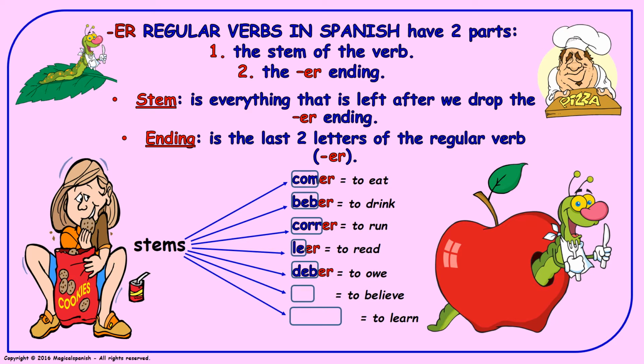Now we have deber, to owe. The stem would be deb. And now we have creer, to believe, so the stem would be cre. And finally we have aprender. Aprender is to learn, and the stem would be aprend. Aprender.